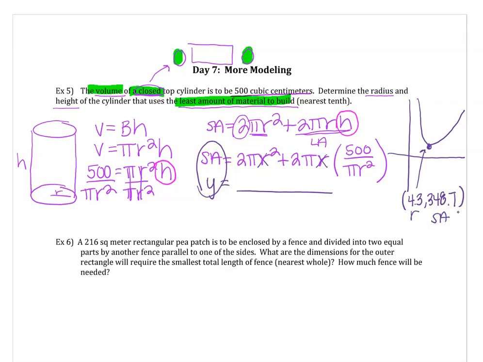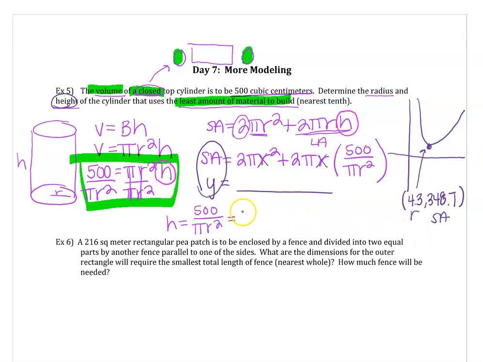Now there's one other thing it asks us to find. It says determine the radius and the height. Okay, so I have to look at my work. I actually do have a formula for height. It's right over here. So I know the height is going to be 500 divided by pi r squared. Since I asked you to round the radius, I'm okay with you plugging in the rounded answer. Just plug it in our calculator and then we'll round that.